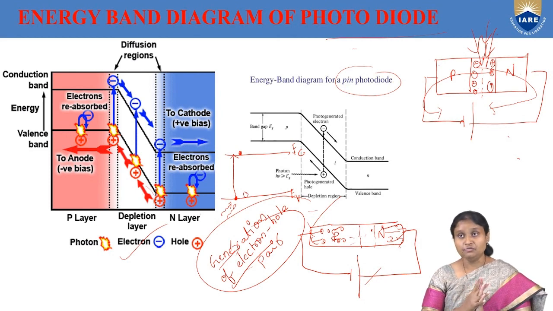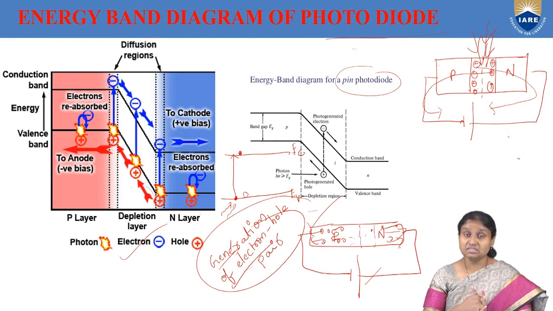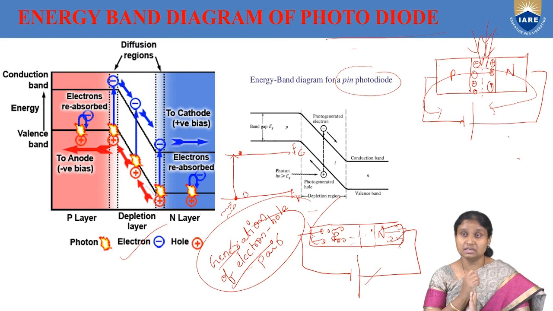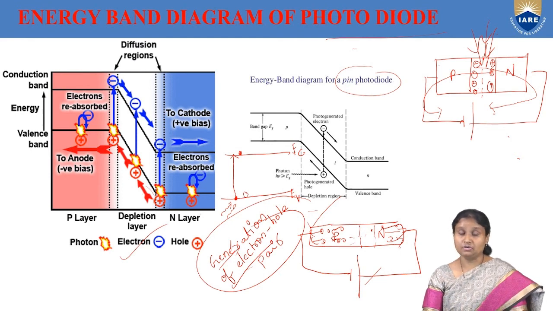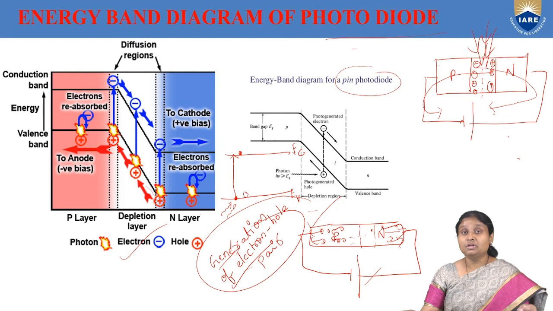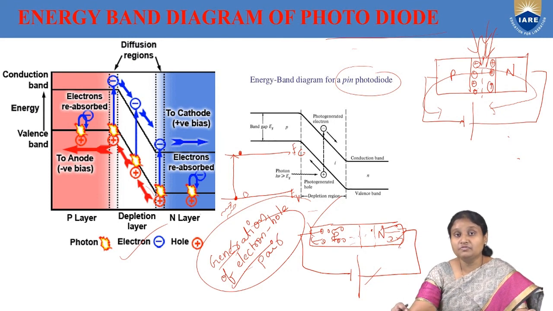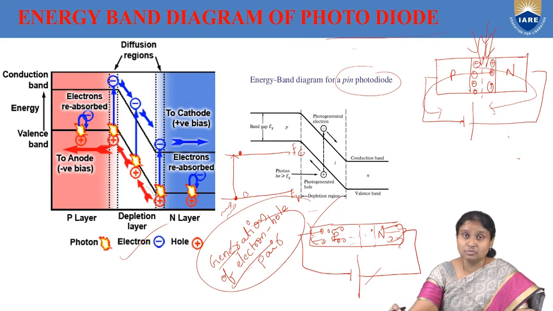Light is made to fall on the depletion layer which consists of immobile charge carriers. Whatever immobile charge carriers are present, they are going to gain energy from the photons coming from the light, and they are going to go to the conduction band, giving rise to the process called generation of electron hole pairs. So this is about the energy band diagram of a junction diode in different biasing modes.